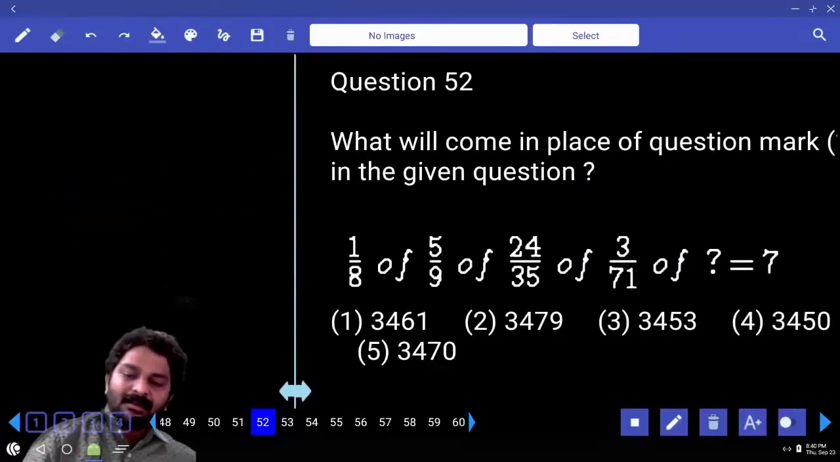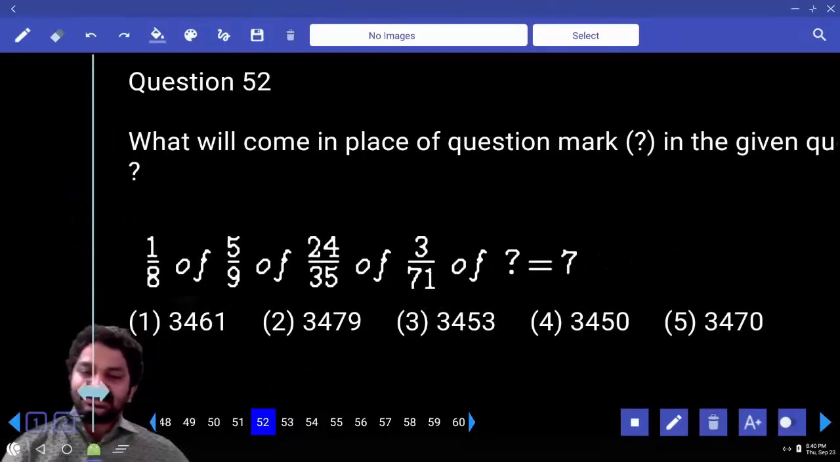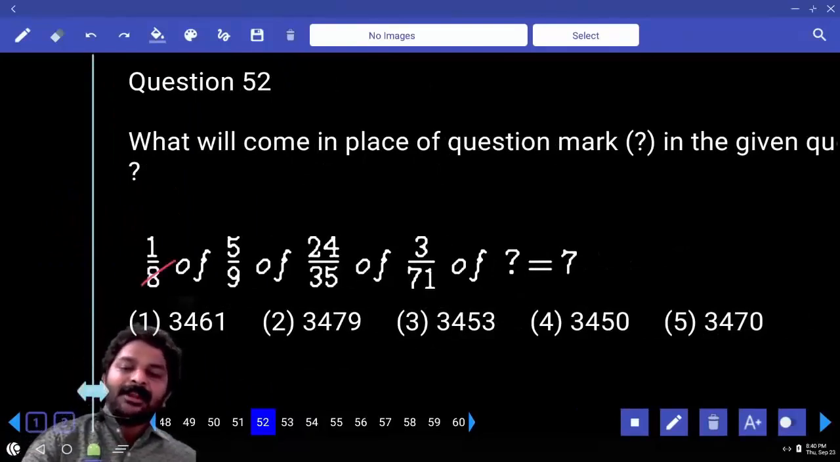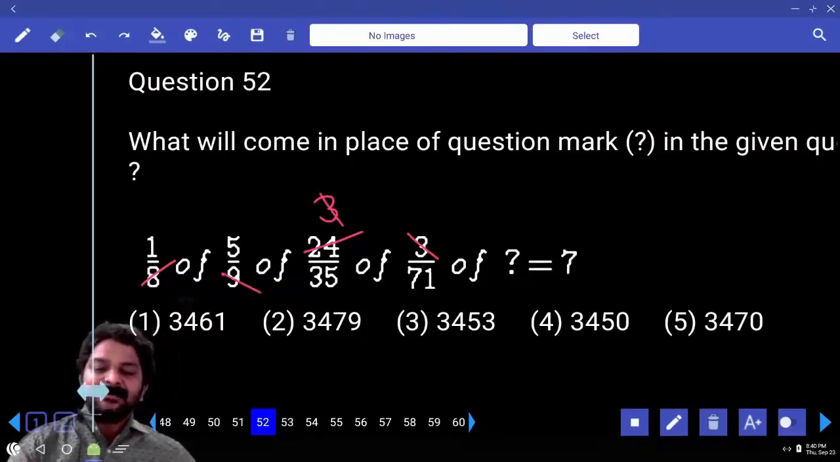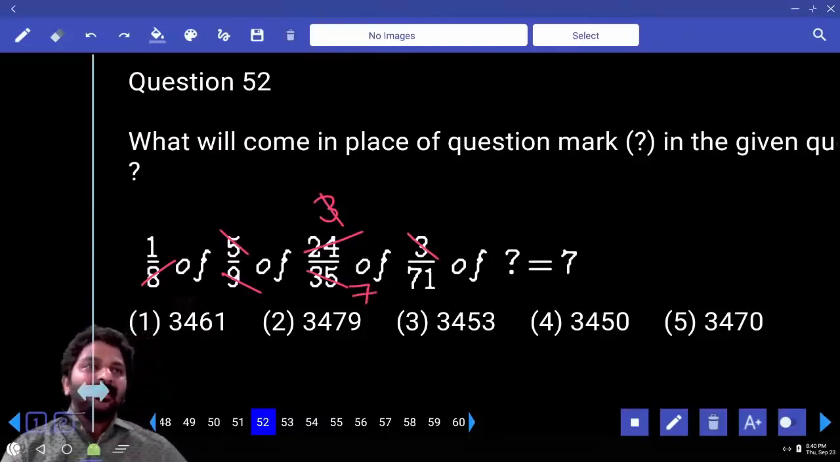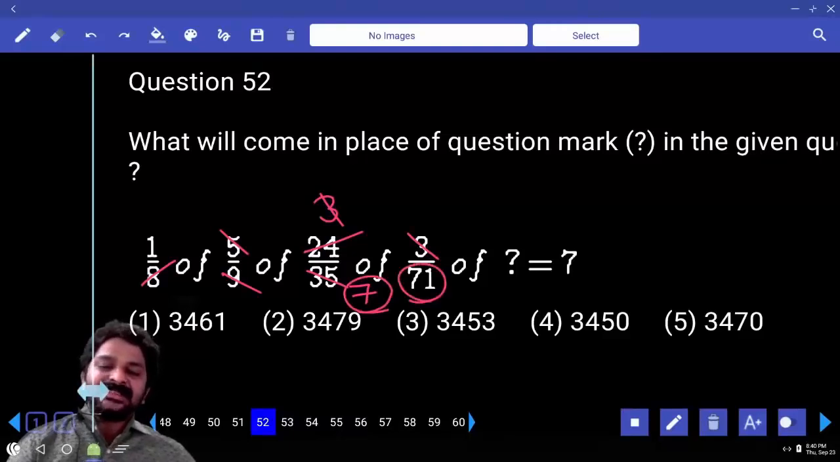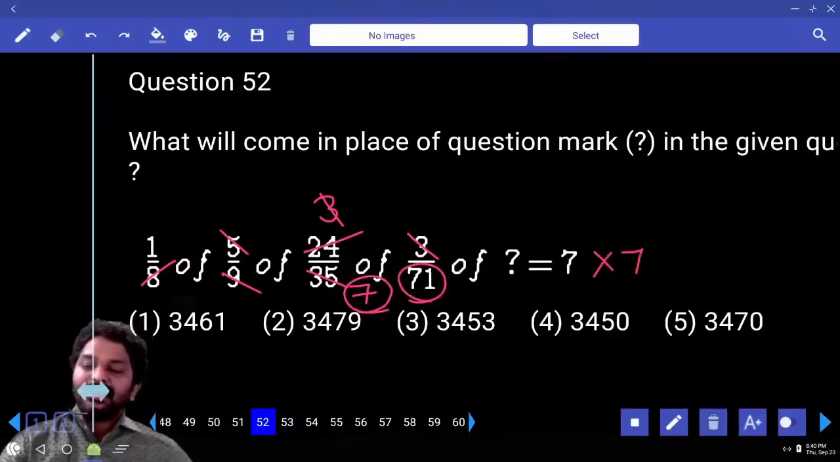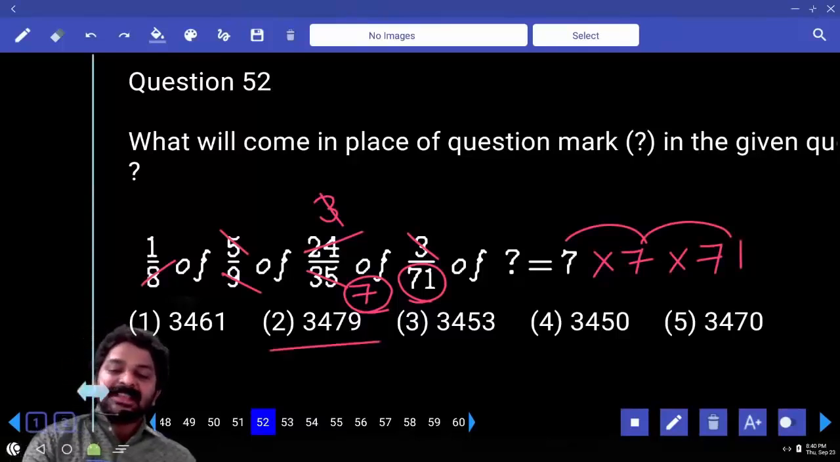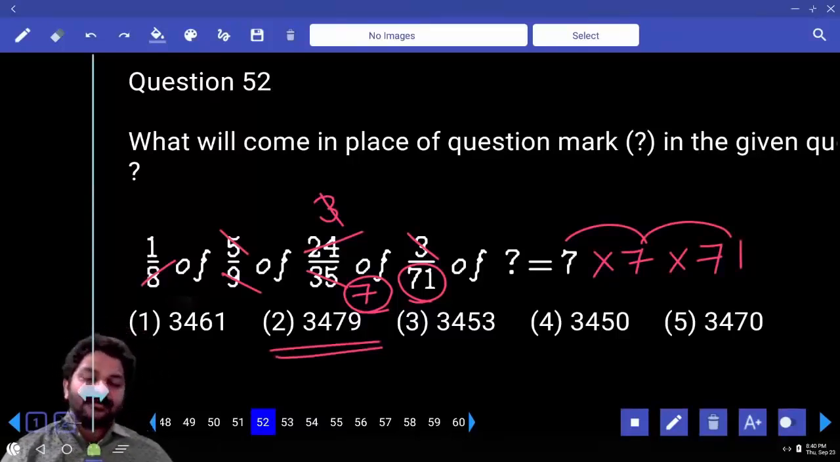Yes. Come on. Here itself we can try for cancellation. 8, how many times? 3 into 3, 9. 9 gets cancelled. 5, how many times? 7 times. So no more numerator values in the left hand side. So denominator 7 and 71 goes to the other side, into 7 into 71. Am I right? Last digit: 7 into 7 ends with. 9 into 1 ends with. How many options are there? Only one.